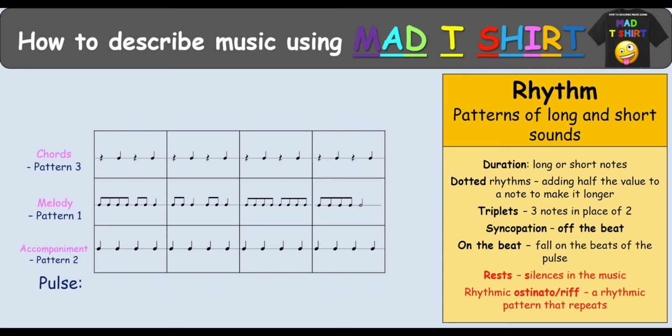Finally, let's look at the next rhythmic pattern. This part has chords being played on beats 2 and 4, with rests happening on beats 1 and 3. Note that even though there is no sound happening on beats 1 and 3, you still count the pulse.